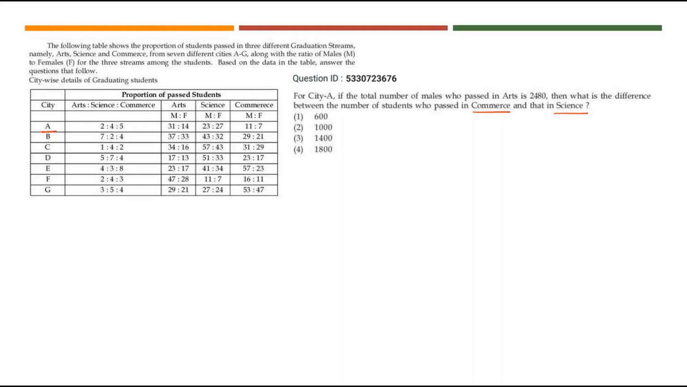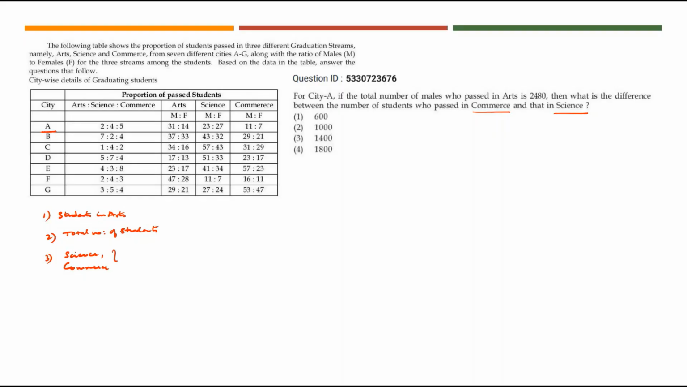So let's see the steps. The first step is to find the students in Arts. From there we have to find the total number of students in all the three streams. From there you have to calculate the total number of students in Science and the total number of students in Commerce.